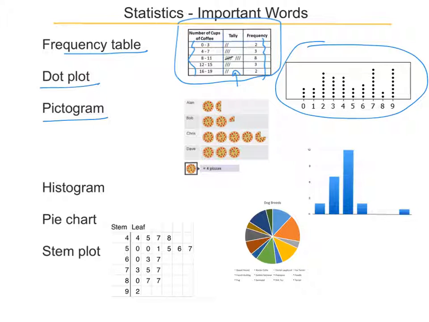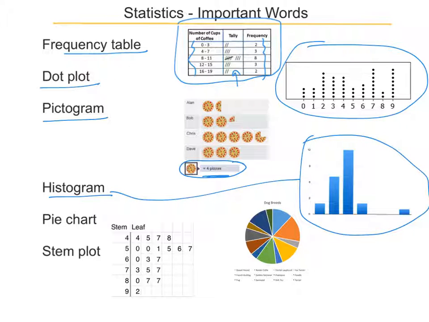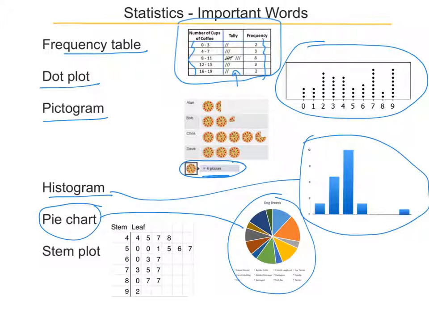A pictogram uses a graphic, in this case a picture of a pizza, and the picture of a pizza is worth 4 pizzas. A histogram is a graph where there are vertical bars. A pie chart is a round circle which is cut up into slices of a pie based on the percentage of each item. And a stem or stem and leaf plot actually uses the numbers to do the graph. So this value here, which says 4, would be 44. So you can actually look at the numbers and the graph at the same time.